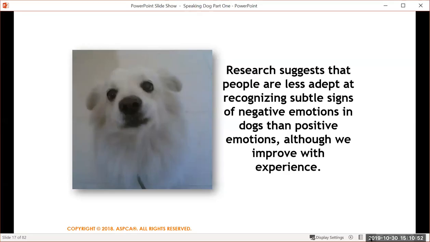So it's interesting, there's been a little bit of research looking at how people interpret body language in dogs. And I guess it's not surprising that people are less adept at recognizing negative emotions, particularly the subtle signs of negative emotions, than they are at positive emotions. Also, the good news is we do improve with experience. So just keep that in mind, that we're more comfortable with the positive side of things than we are with the negative. Next slide.